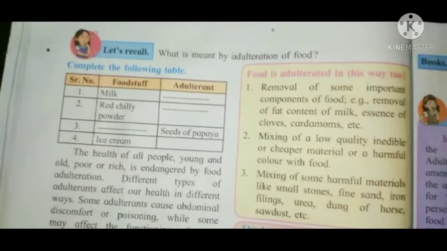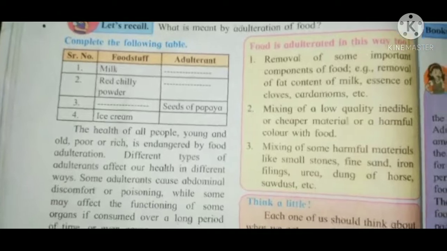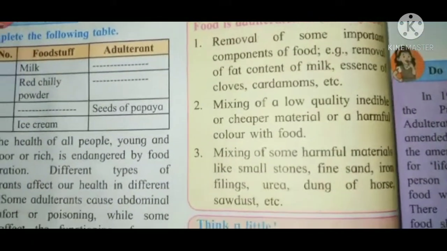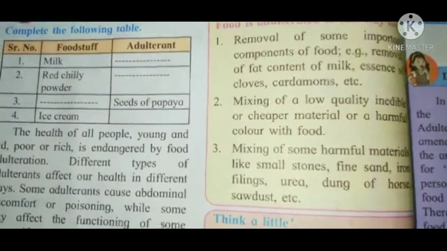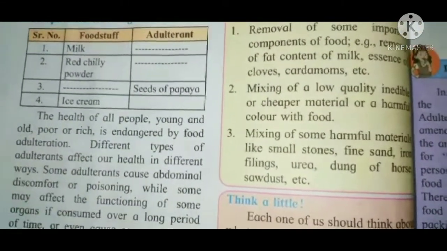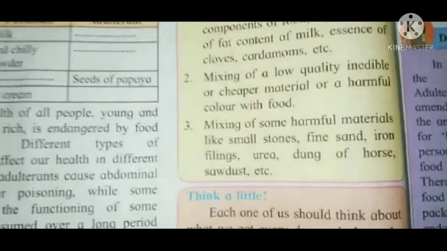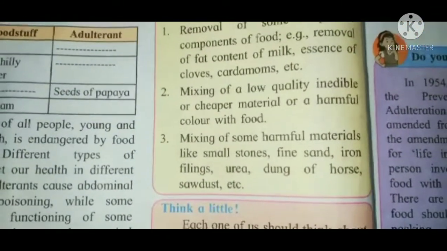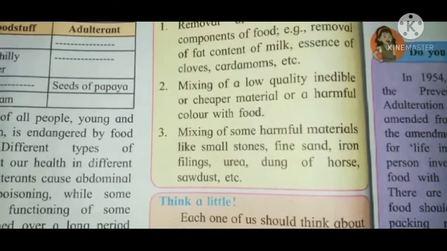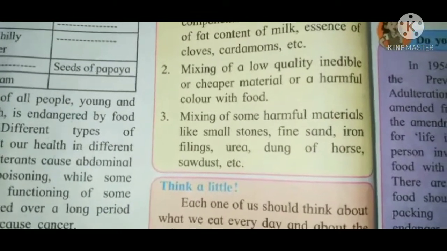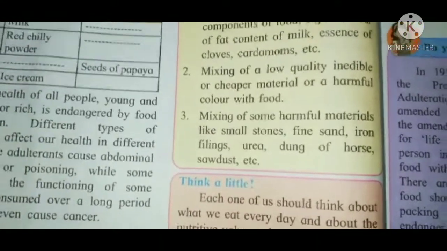Okay. So food is adulterated in this way too. Removal of some important components of food, for example, removal of fat content of milk, essence of cloves, cardamoms, etc. Second, mixing of a low quality, inedible or cheaper material or a harmful color with the food.